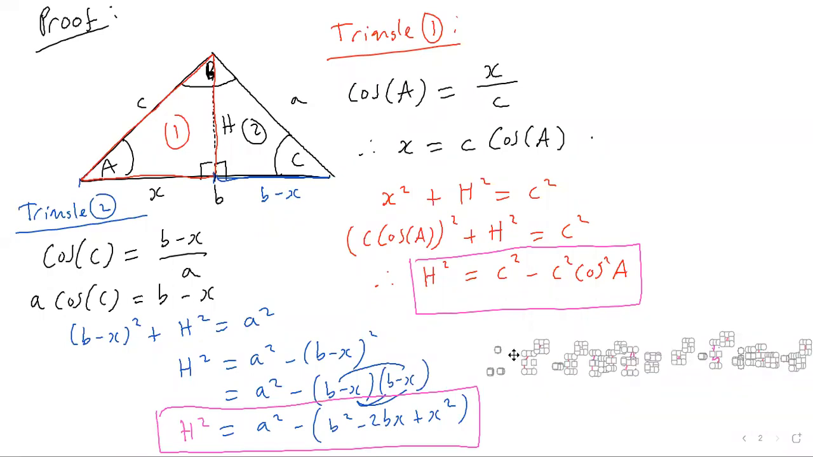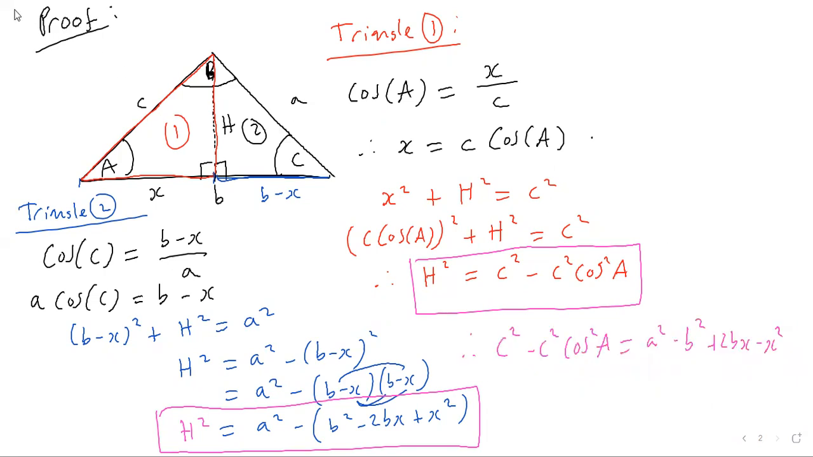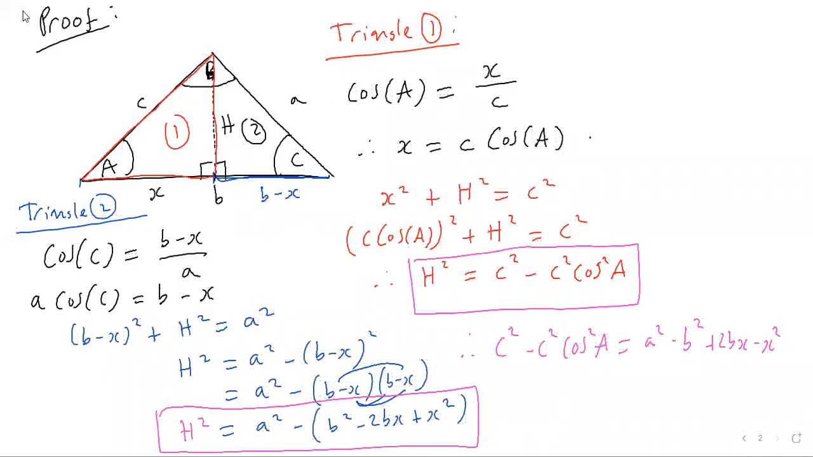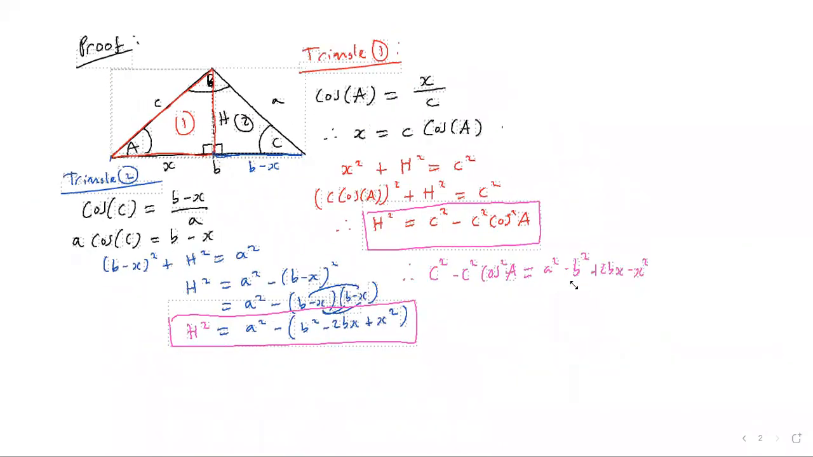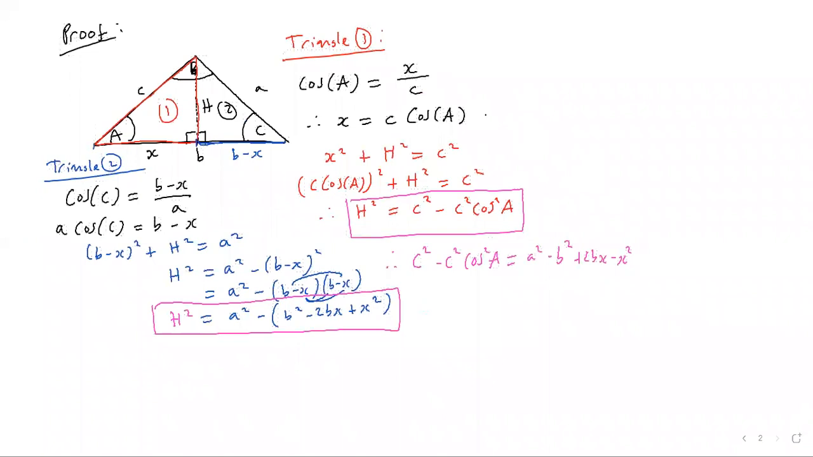I'll just move this across to there, and I'll try to keep everything on the same page by moving my writing up. Okay, so we have that. So we've got c squared, take away c squared cos squared a equals a squared minus b squared plus 2bx, and then minus x squared.